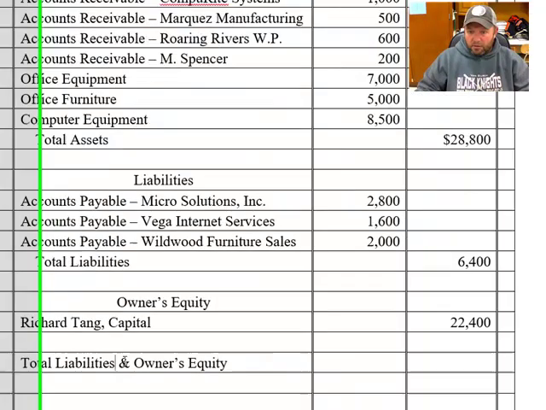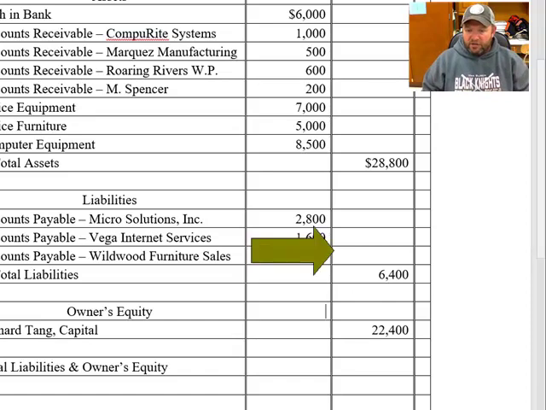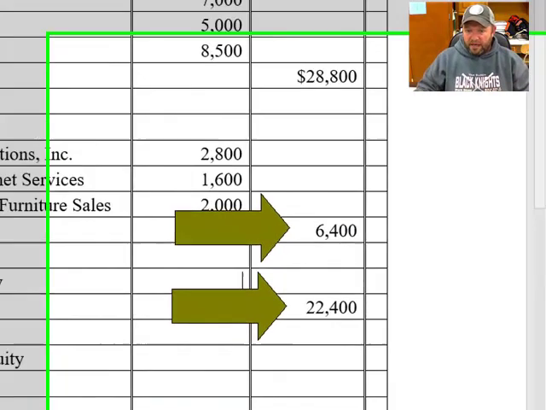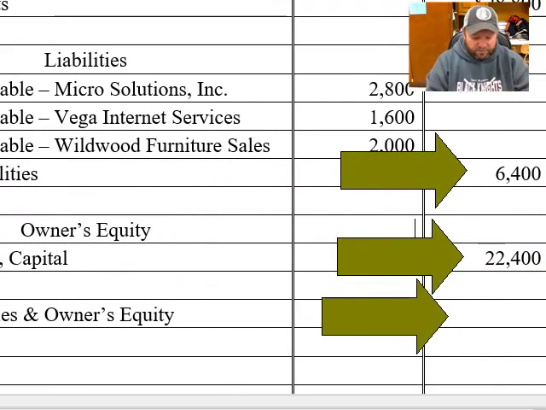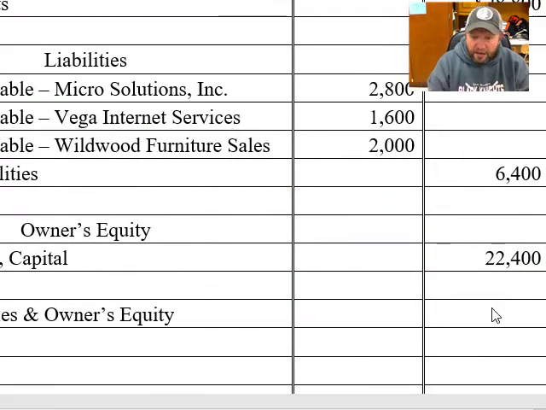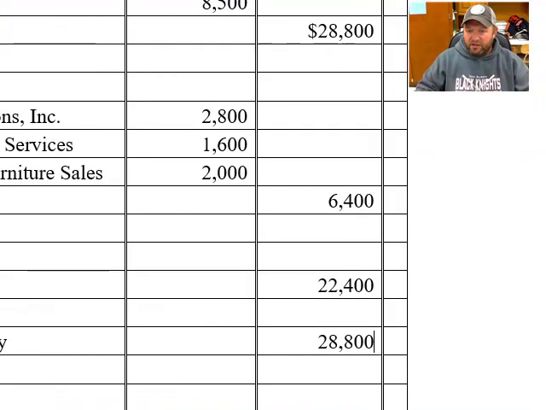Okay, so liabilities and owner's equity are these two numbers right here. I'll actually draw my arrow. All right, it's these two numbers added together. Go ahead and add those together right now and put that in this box right here. Wait, it's $28,800? Fancy that.